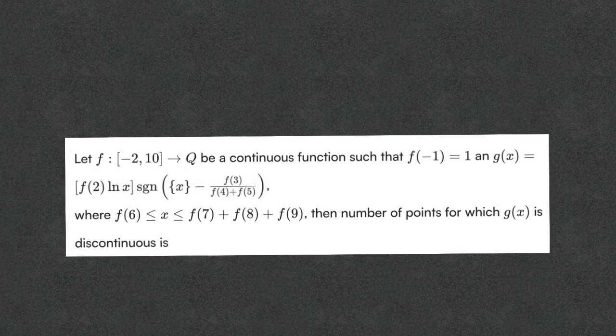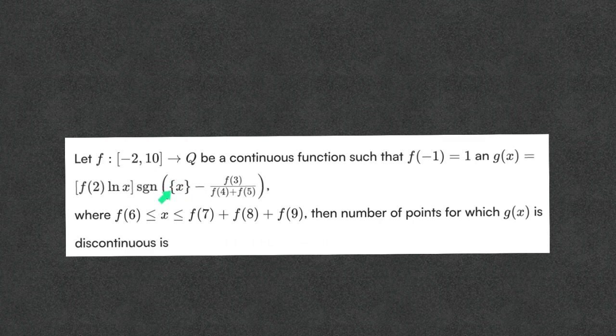Let f be defined from [-2, 10] to Q be a continuous function such that f(-1) is equal to 1, and g(x) is equal to the greatest integer of f(2) ln x, into signum of the fractional part of x minus f(3) upon f(4) plus f(5), where x lies between f(6) to f(7) plus f(8) plus f(9). We have to find the number of discontinuous points.